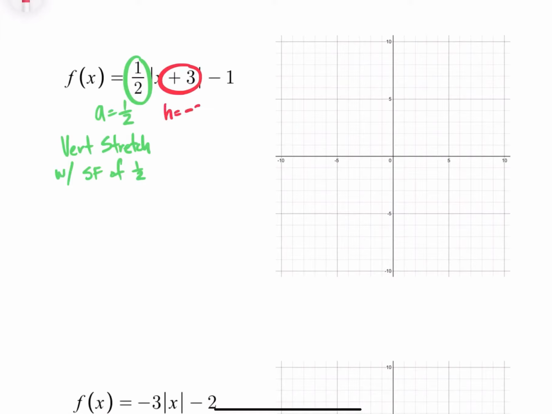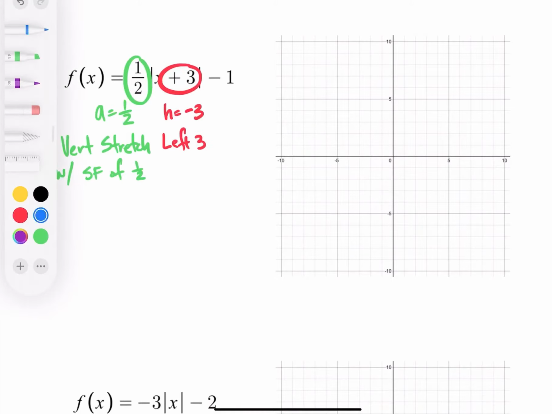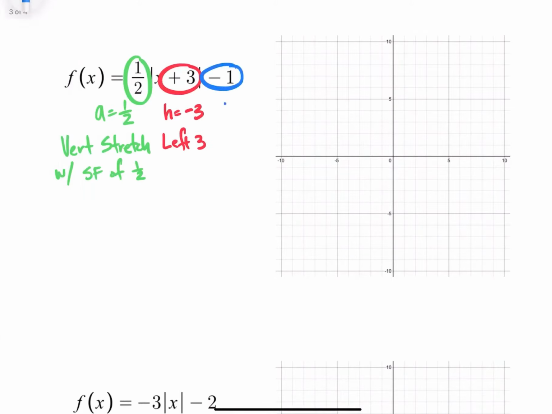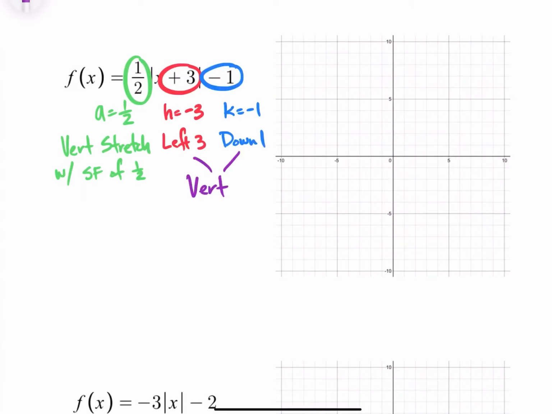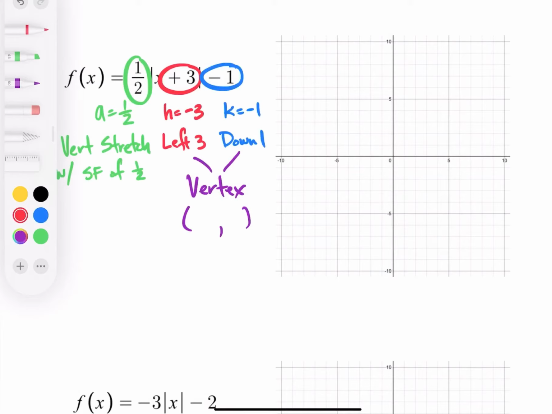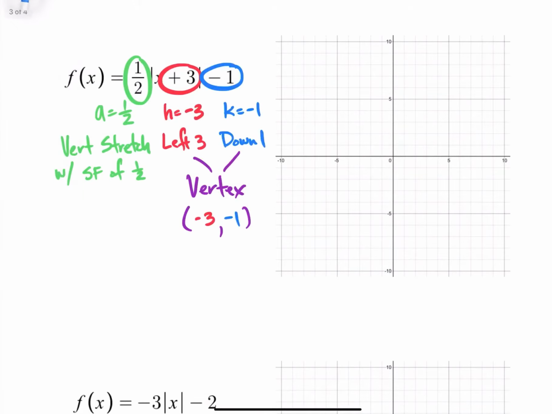And remember, it's the opposite of what it says. So really, we're going to the left 3. And our K value is going to be that -1. And that means we're going to go down 1. So with the H and the K, we can go ahead and write out our vertex. And our vertex is going to be -3, -1. So it's our H and our K.